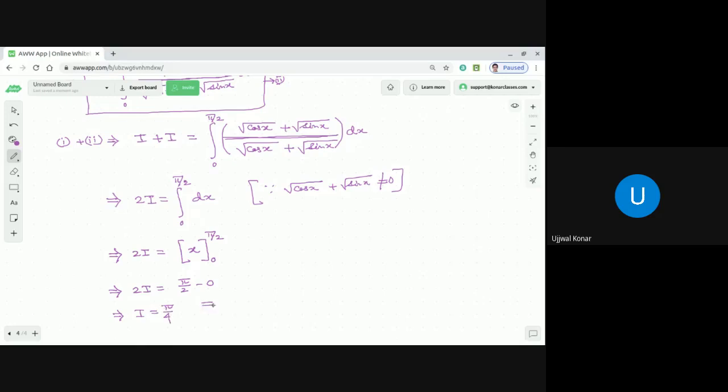So whatever integration was given to us, the integration from 0 to pi by 2 of square root of sin x divided by square root of sin x plus square root of cos x dx, is equal to pi by 4. That is the required value.